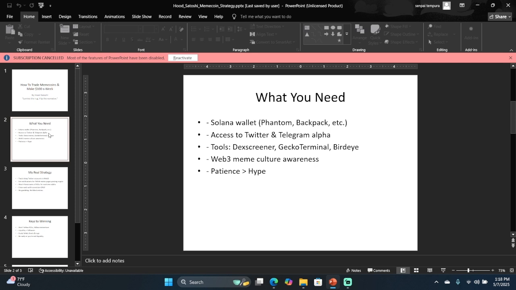Now, the things you'll need are a Phantom wallet, access to Twitter, and a Twitter profile. When it says tools here, like Dex Screener, Gecko Terminal, and Birdeye, Axiom, the one that I gave you guys, is just like that, but I prefer Axiom, right? You also need Web3 meme culture awareness.